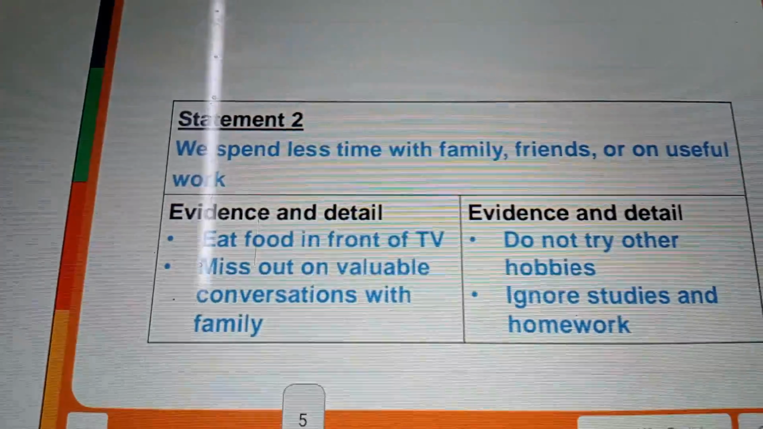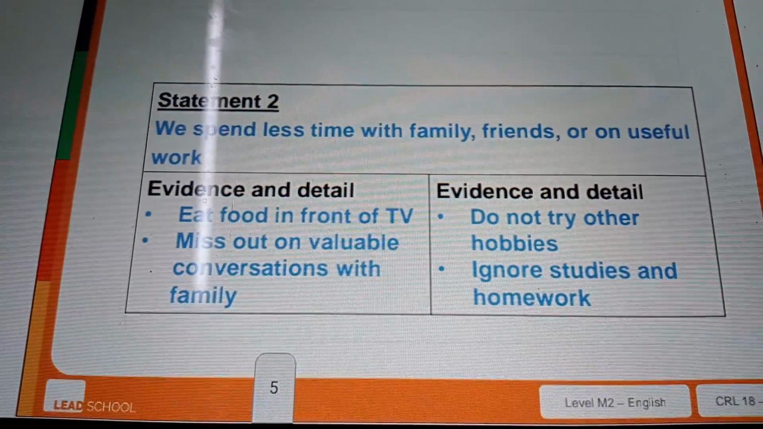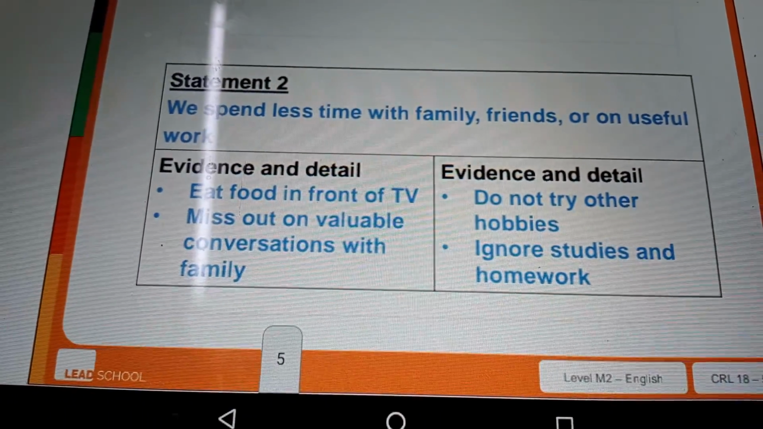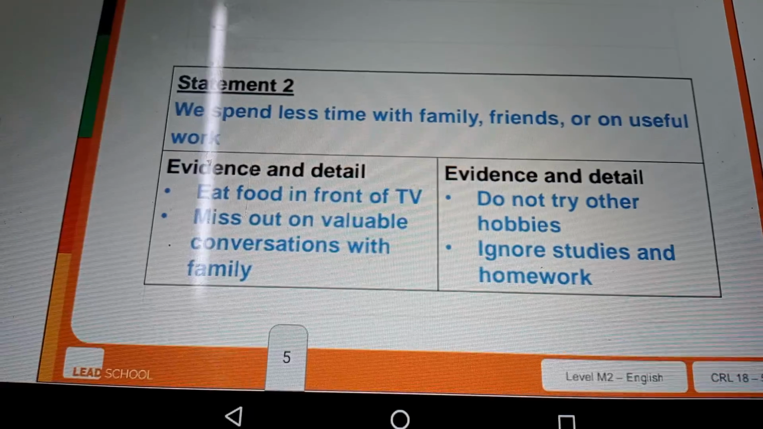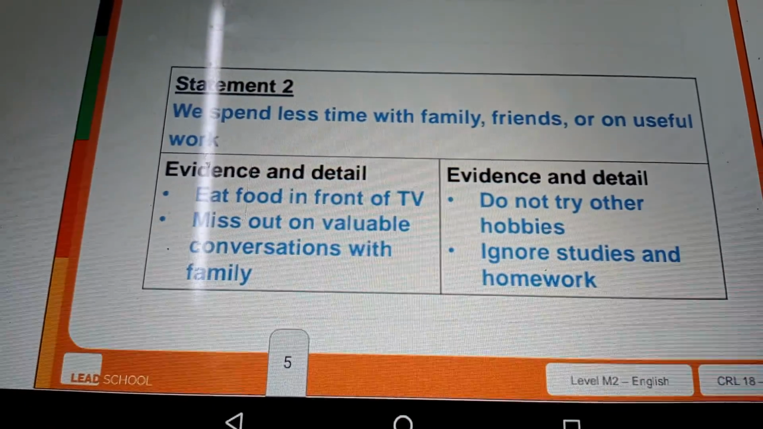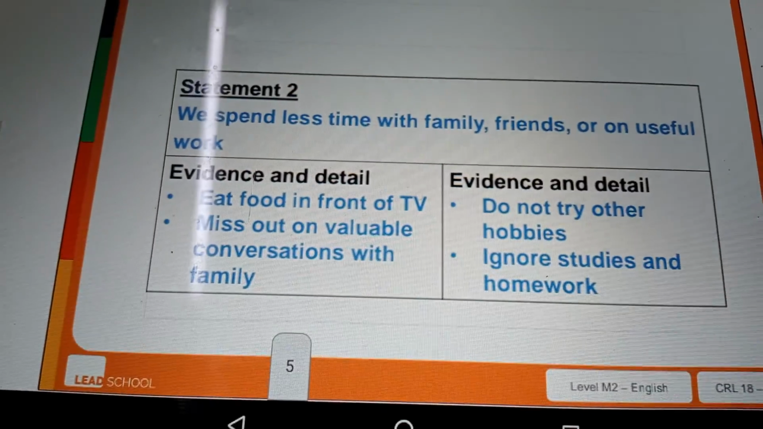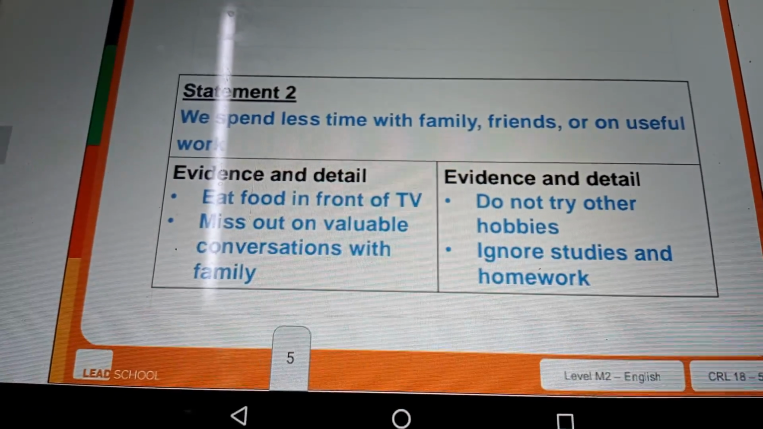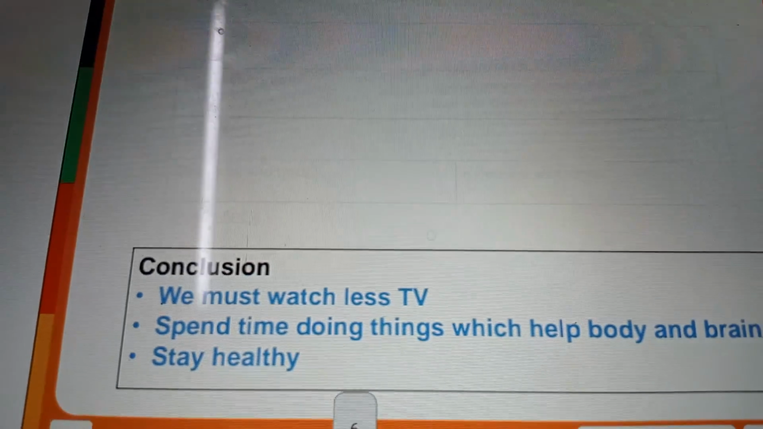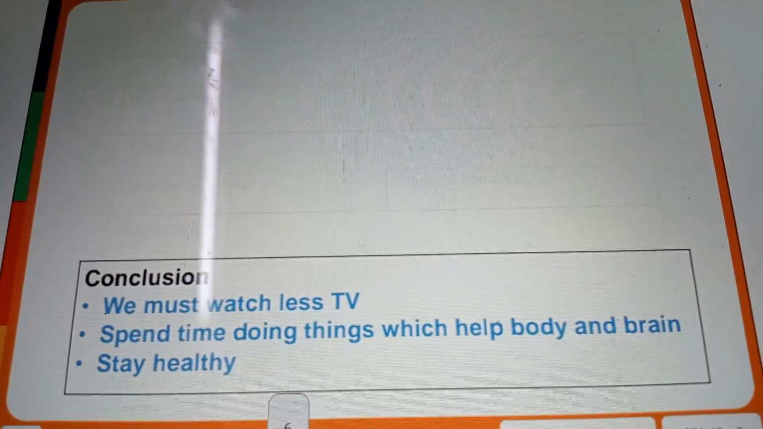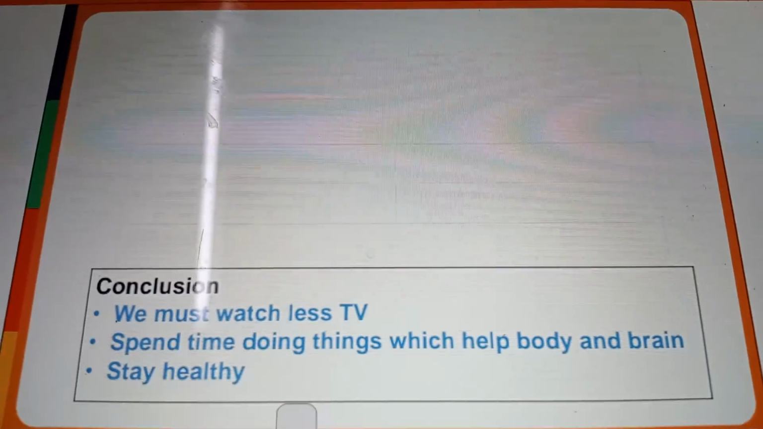Statement 2: We spend less time with family, friends or on useful work. Then here, evidence and details. Eat food in front of TV. Miss out on valuable conversation with family. Do not try other hobbies. Ignore studies and homework. This is statement 2. Conclusion: We must watch less TV. Spend time doing things which help body and brain stay healthy.